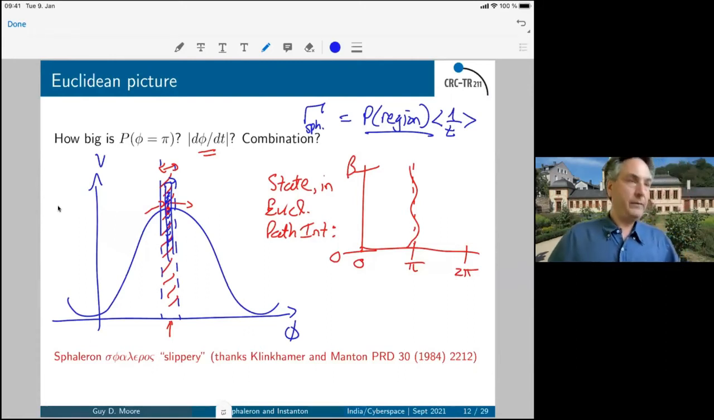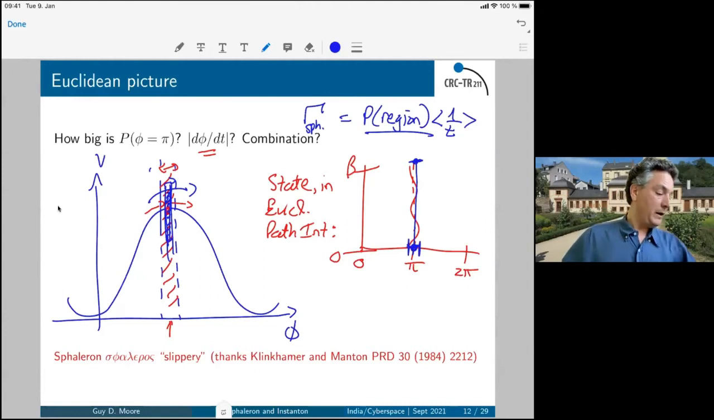So the relevant physical question is, it's two questions now. How often are you at the top? And how fast are you moving across the top? How often you're at the top is the same as in the path integral. How often do you have a path which is sitting at pi? Specifically, if I make a narrow range around pi, how often do I have a path which starts and ends inside that range?